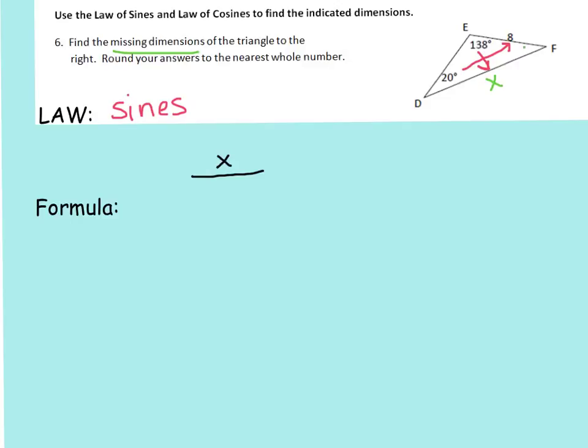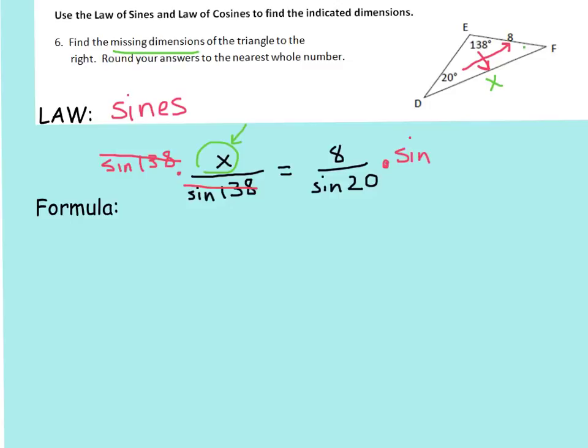So I'm going to say side x over the sine of 138 is equal to side of 8 over sine of 20. And the reason I'm choosing that is I like to have the variable in the top. And that means it's very simple to figure out. If I want the variable by itself, I need to multiply this side by the denominator, which is the sine of 138. That means this will cancel and I don't have to worry about it, and x will be alone. But don't forget, if I multiply one side by sine of 138, then I need to multiply the other side by the sine of 138.